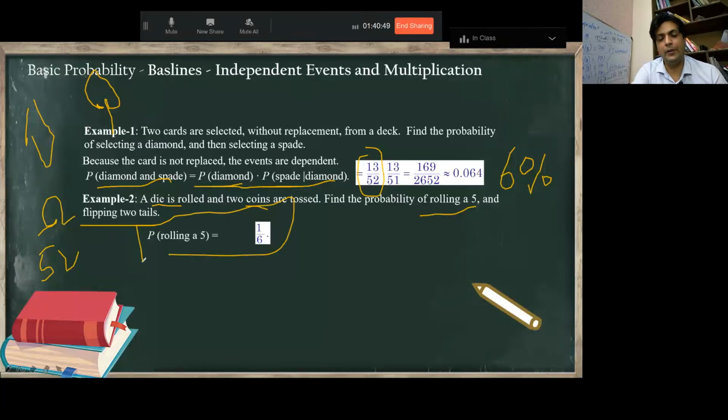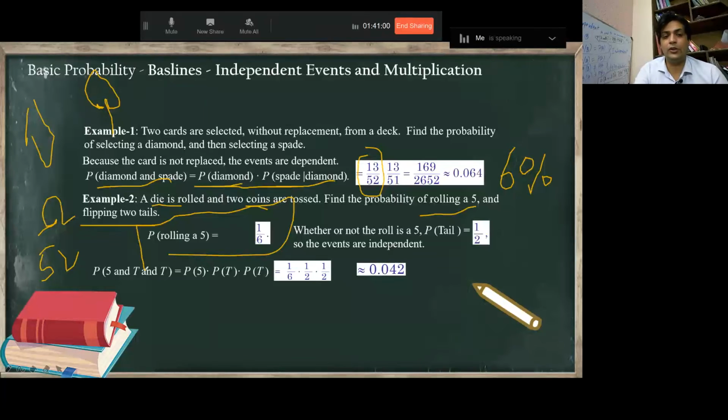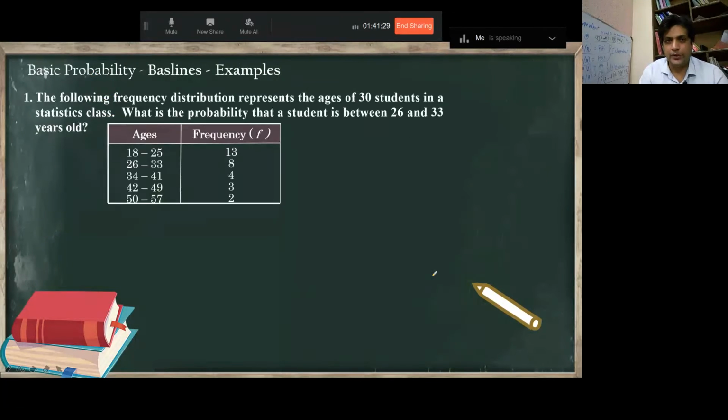Rolling a 5, we have this probability 1 by 6. Whether or not the roll is a 5, we don't care about the coin. The probability of tail is half. We know that because the coin has nothing to do with the die. So the probability of 5 and then tail and then tail: we are combining the probabilities by multiplying them. That's why it's known as the multiplicative rule. So probability of 5, probability of tail, probability of tail. There is about a 4% chance that if I do these events, I can get a 5 and also get 2 tails at the same time. So this is about the multiplication rule.